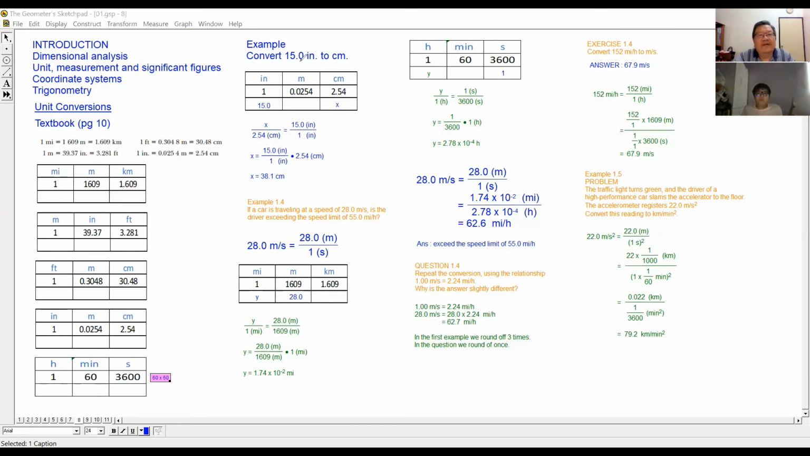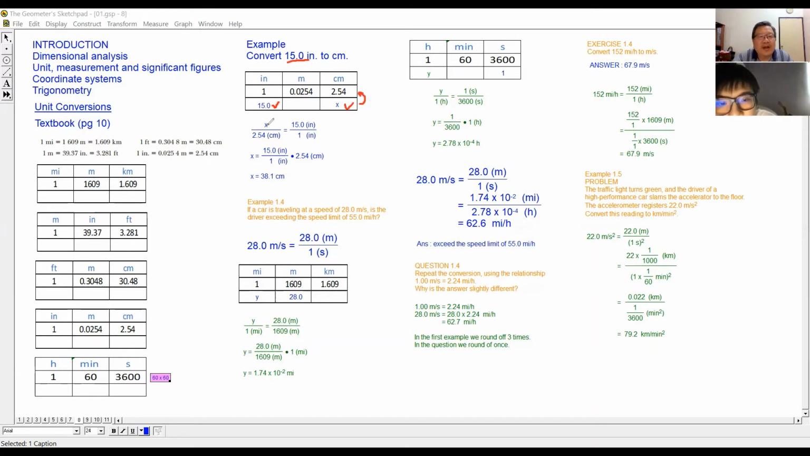Convert 15 inches into centimeters. So 15 inches, I copy down in this inch column. Inch, so I copy down 15. Centimeter, I don't know how many centimeters it is, so I put an X inside the table here. So I built one equation using ratio.